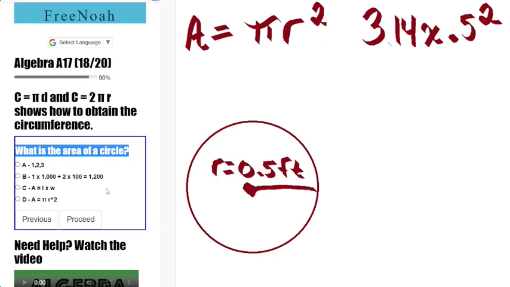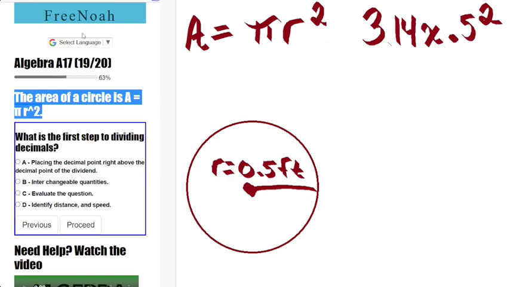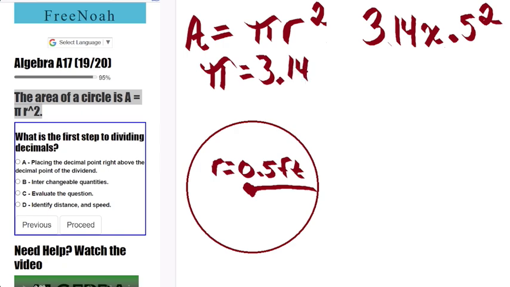What is the area of a circle and how do we obtain it? The area of a circle is A equals pi times r to the second power. The area is basically the space that the circle is occupying. For instance, pi equals 3.14, and here we have a radius of 5/10, so we have 0.5 feet.